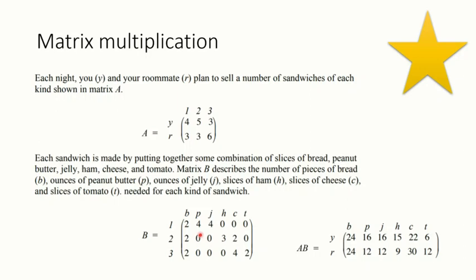Let's see this A. So let's see A is here. So A is 4, 5, 3. So this matrix is a 2 by 3 matrix. So A is 2 by 3. And the B, let's change the color.